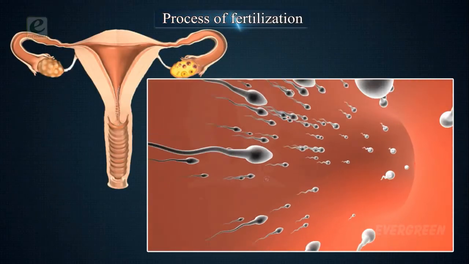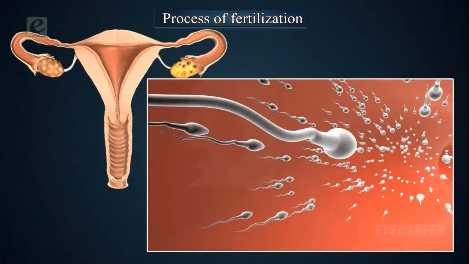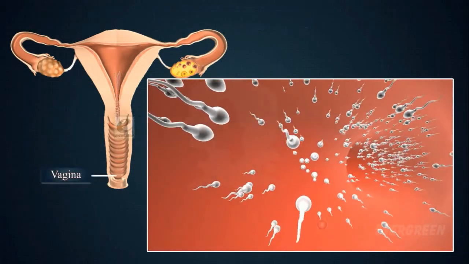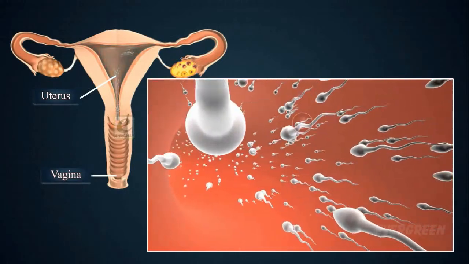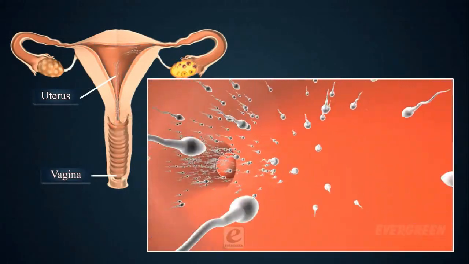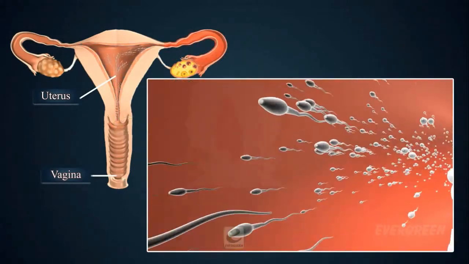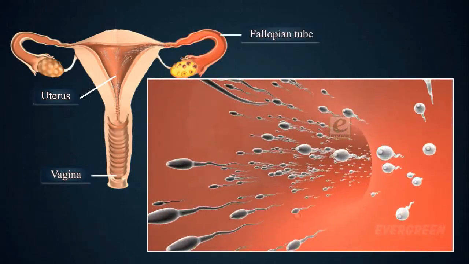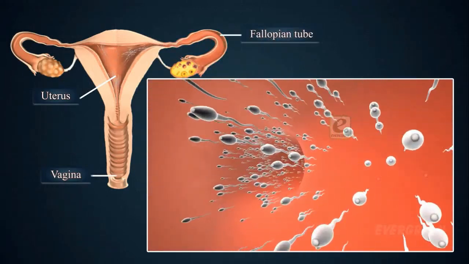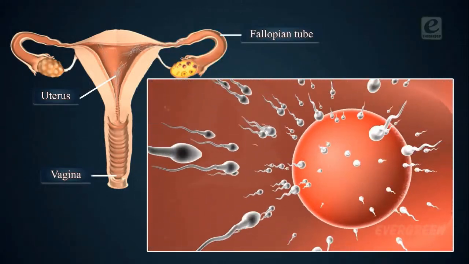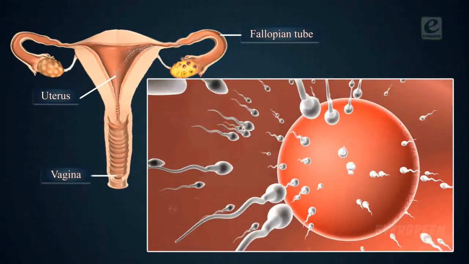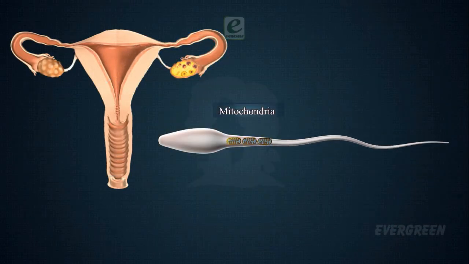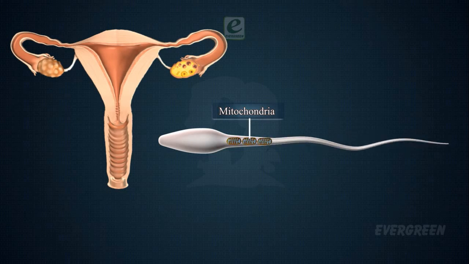Process of fertilization. The sperms ejaculated in the vagina start ascending into the uterus by the thrashing or beating movements of the tail. From the uterus, they enter into the fallopian tubes. Only a few of the released sperms will get to the ampulla of fallopian tubes. The energy required for the beating of the tail is provided by the mitochondria present in the middle piece of the sperms.